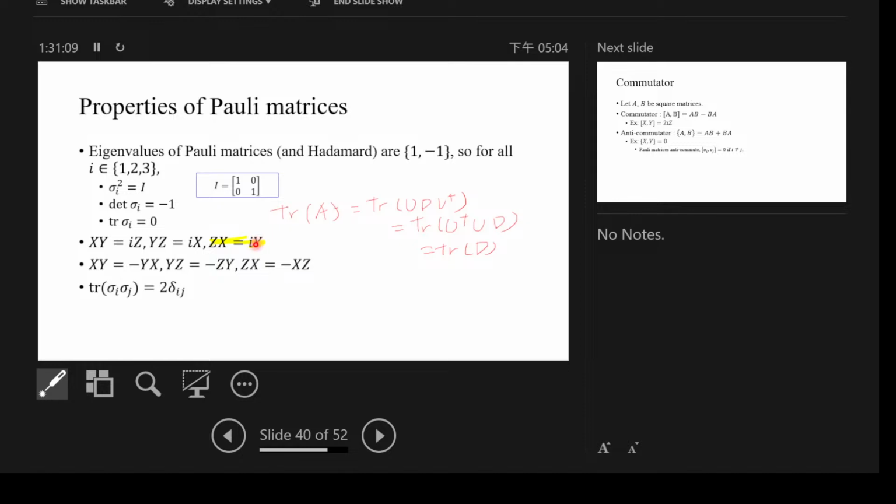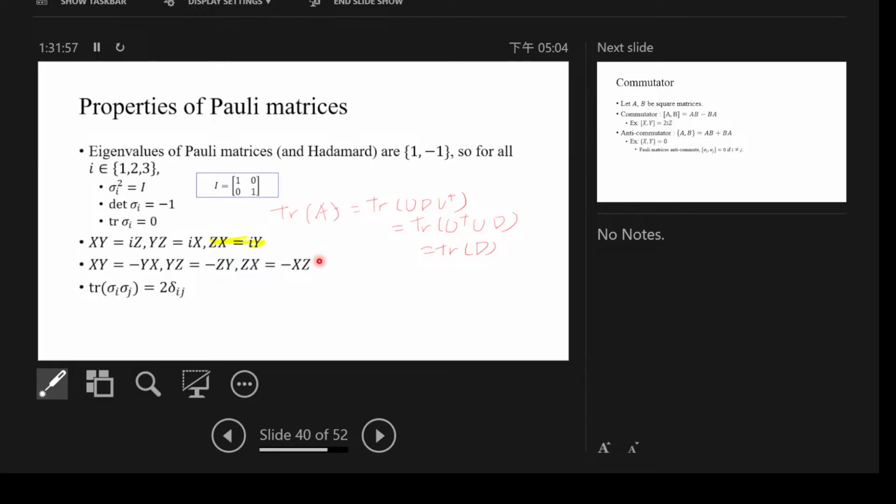Or I guess the mathematical term here is that they form an algebra. It means that if you multiply two polys together, you get the third poly. So just those three equations we show here: XY equal to i times Z, and YZ equal to iX, and ZX equal to iY. So you multiply two polys, it becomes the third poly with an extra i here. You can just check it yourself. X, Y, Y, Z, Z, X.